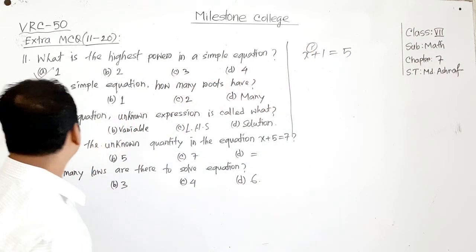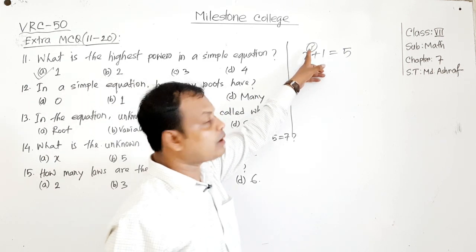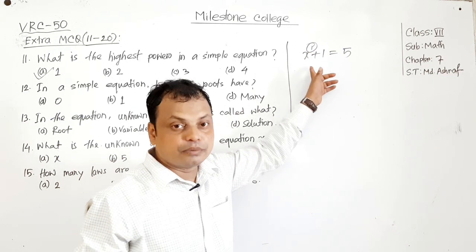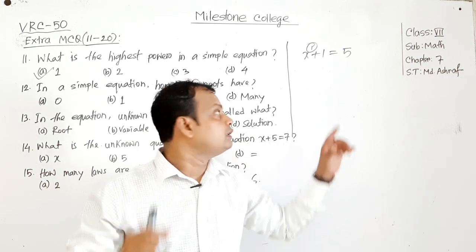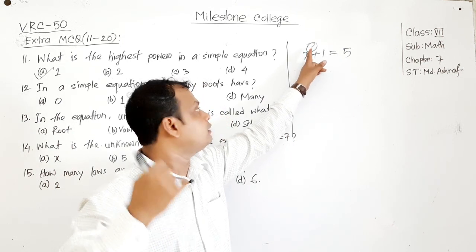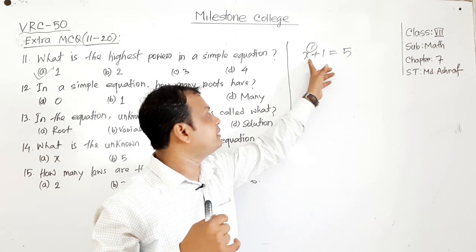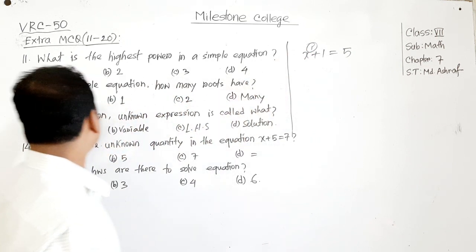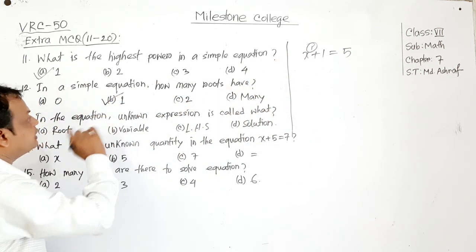Now the next one. In a simple equation, how many roots are there? So there is power 1. So the root, that means the value of the variable, will be 1. If the power is 2, then we will get 2 values of the variable x. As the power is 1, we will get only 1 root. So the answer will be option B.